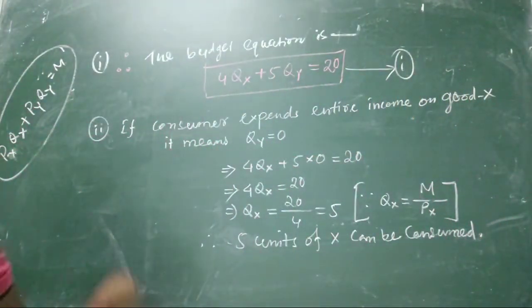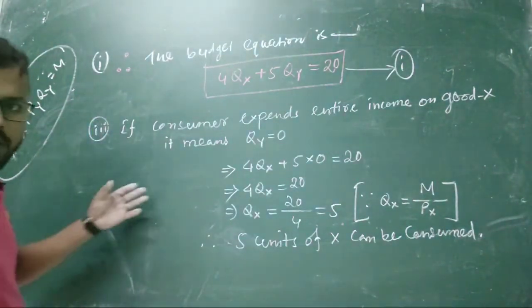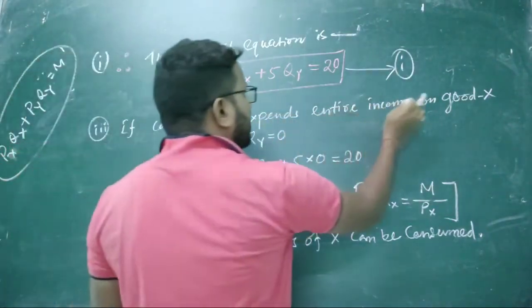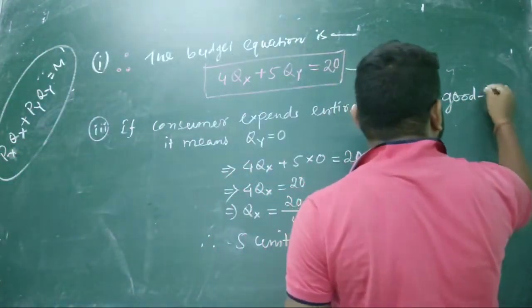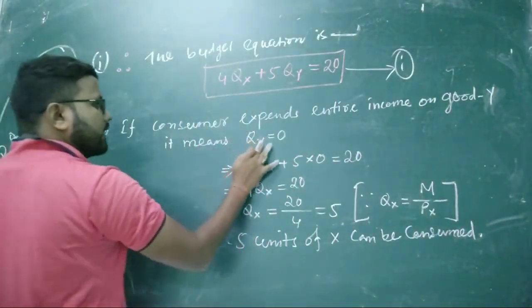So now question number 3. Same question, it is written. Next question number 3. If the consumer expends entire income on good Y, what does it mean?